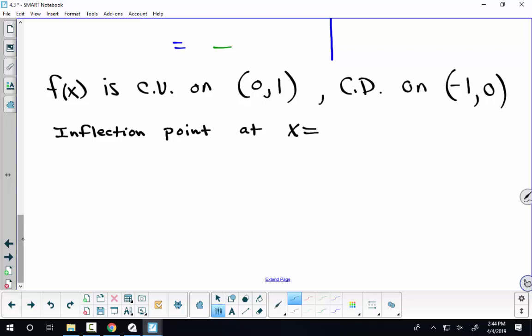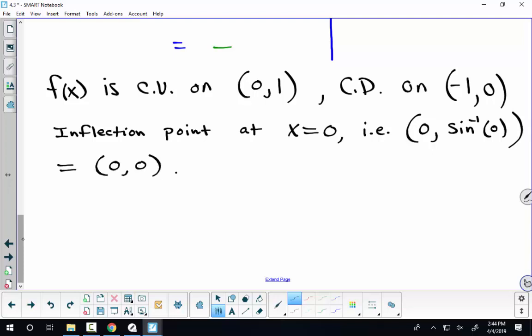At that x value, x equals 0. Now, it's a point of inflection, so we want to describe it as an ordered pair in most cases. And we're talking about the original function, so that x value needs to go back into the original function to determine the point on the original function where concavity changes. So an inflection point at (0, 0) with those intervals of concavity.